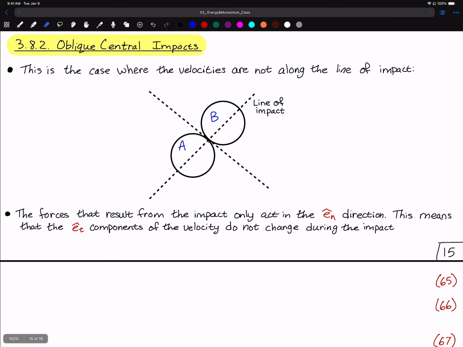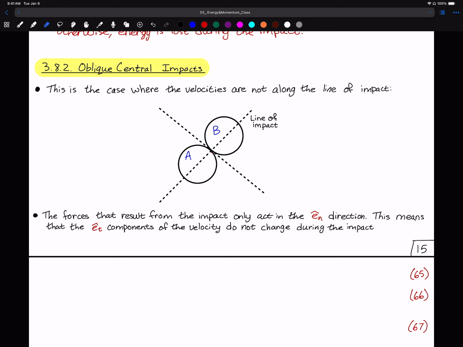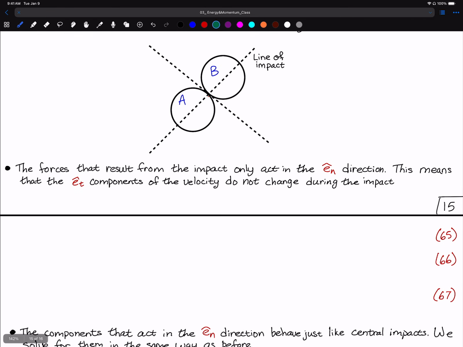All right, so an oblique central impact is the case where the velocities are not along the line of impact. So we can draw our velocity, let's say here r_A dot, and then we've got our r_B dot. And we're going to say here that r_A dot happens at an angle of theta, and r_B dot happens at an angle of phi to that line of impact.